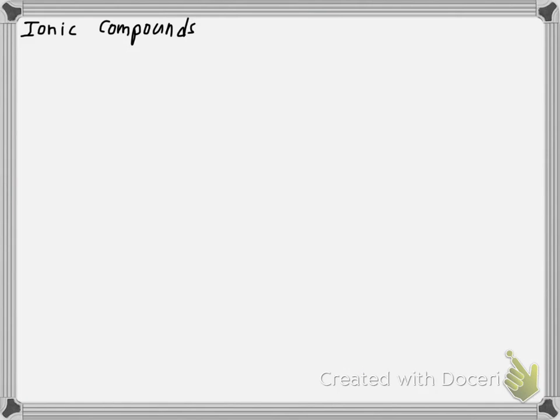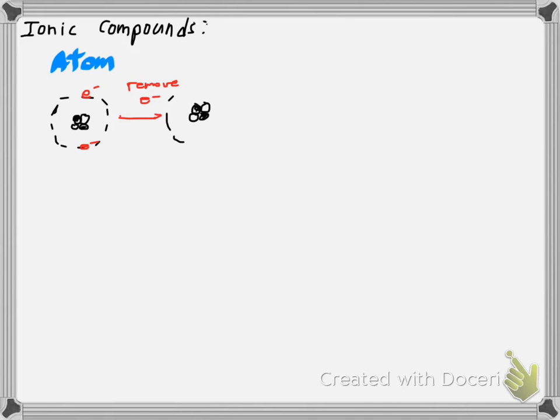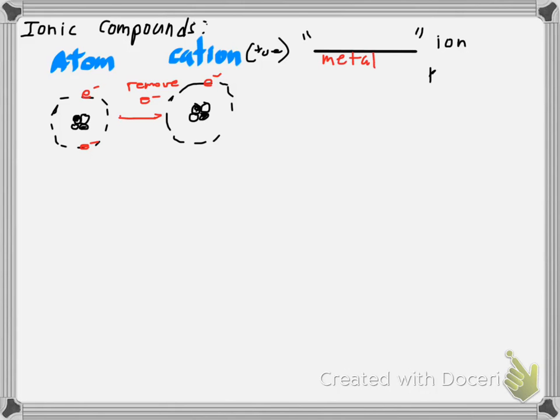Before digging into ionic compounds, let's take a step back and look at atoms and ions. This is an atom, and you might recognize this. This is a helium atom, and you'll see 2 protons, 2 neutrons, and 2 electrons. What happens as you remove an electron is that you get something called a cation, and it has a net positive charge.